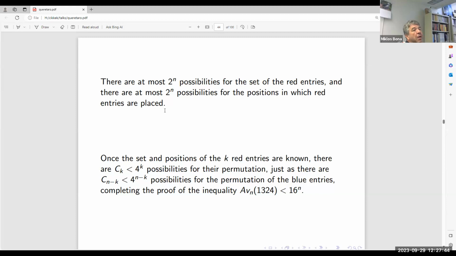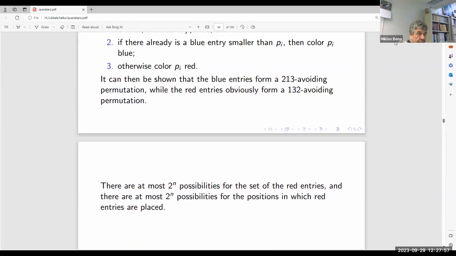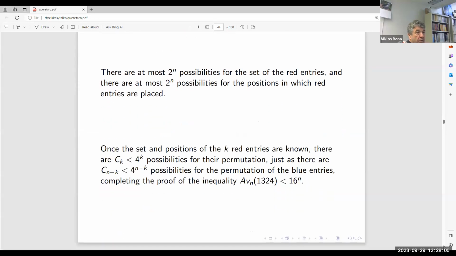Now, once you know which entries are red and which are blue and where they are, you just have to put a permutation on them. And remember, the red entries have to avoid 132, the blue entries have to avoid 213. The number of permutations avoiding these patterns are the Catalan numbers. So if you have k red entries, you have at most Catalan k possibilities for the permutation, and at most Catalan n minus k for the substring of the blue entries, and that's it. 4 to the n times 4 to the n is 16 to the n.